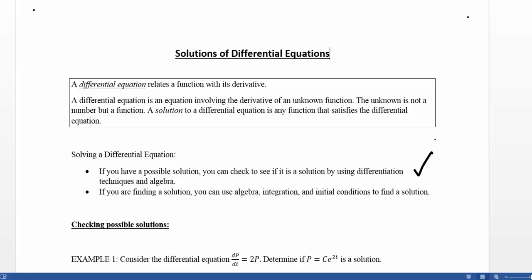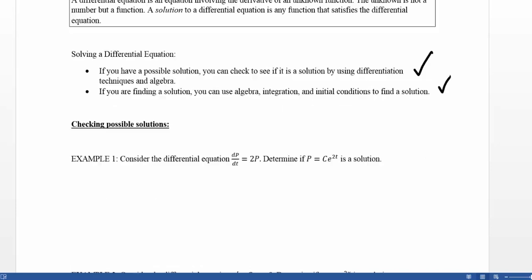There are other techniques to solving differential equations, but those are more advanced than what we will get to in this course. So there's two methods, and the method you're going to use depends on what type of question you have. We're going to begin by looking at questions that ask us to check possible solutions to see if they are indeed a solution to our differential equation. Let's look at an example.